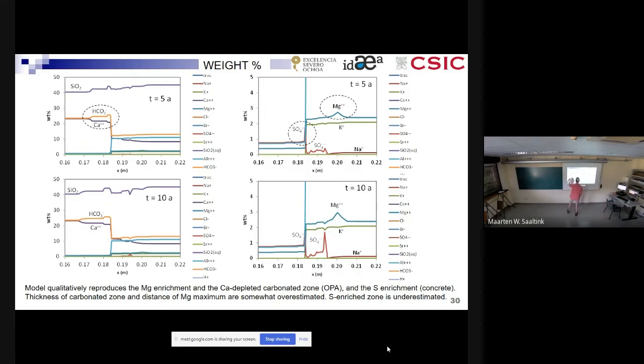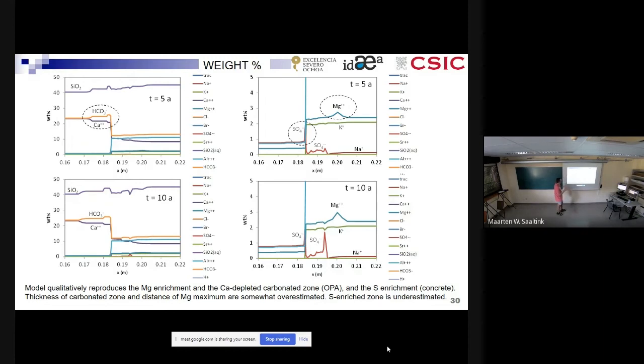Other features: this calcium depleted zone, which is basically the solution depleted in calcium and enriched in carbonate. That was also observed, and this is also predicted by the model. And the model also shows a sulfate-rich zone, which is also observed.